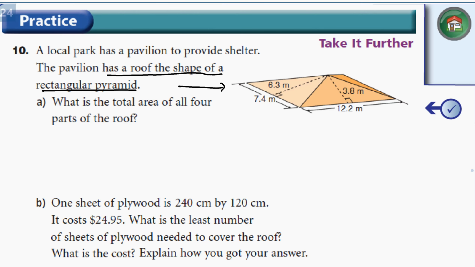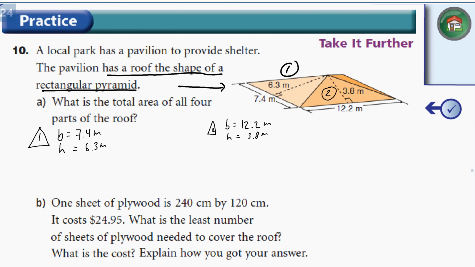We've got this first triangle here. Let's write that out here. So that's triangle number 1. We'll call this triangle number 2. So triangle number 1, we have a base of 7.4 meters, and we have a height of 6.3 meters. And triangle number 2, we have a base of 12.2 meters, and we have a height of 3.8 meters.